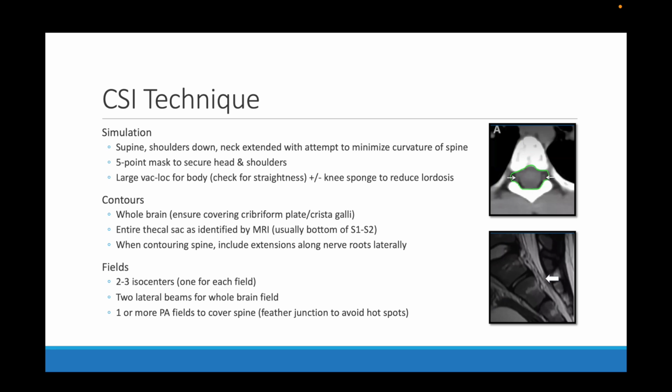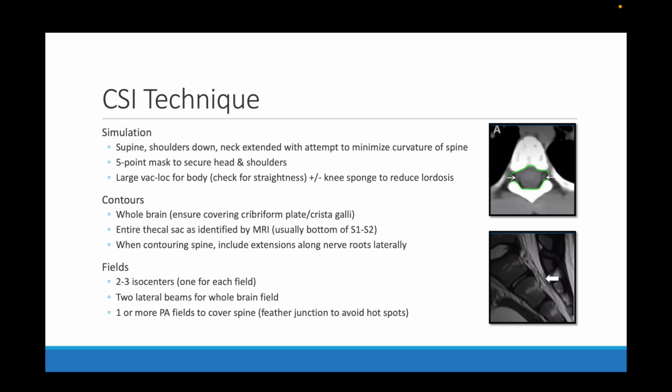When we treat with CSI, we're trying to treat the entire brain and the entire thecal sac as defined by the MRI. So that usually takes us to the bottom of S1, S2. So brain plus the entire thecal sac. That is the entire craniospinal axis. So anywhere where there is CSF, we want to treat that entire area, right? Whole brain, entire thecal sac, all the way down, usually to the bottom of S1, S2, as defined on the MRI. So that is our target, and that's what we're trying to cover.